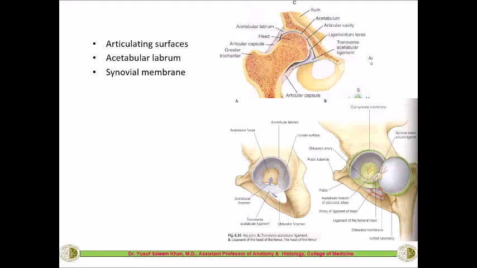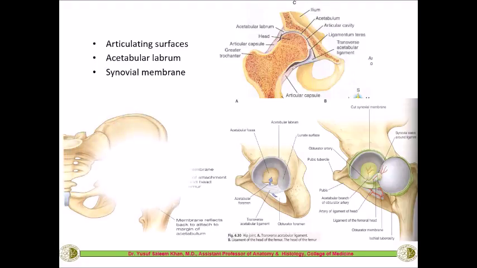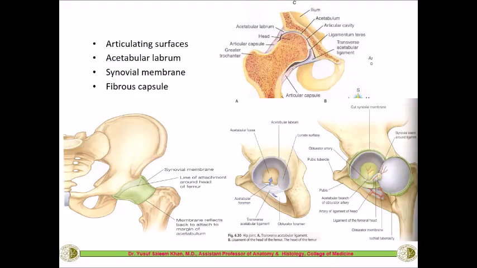This is the case in all synovial joints. The whole of the joint cavity is lined by the synovial membrane except the articular surface. So what will this articular surface be covered with? This articular surface will be covered by the articular cartilage. So this articular cartilage covering the articular surface is nothing but hyaline cartilage. That's why it is shown in bluish color.